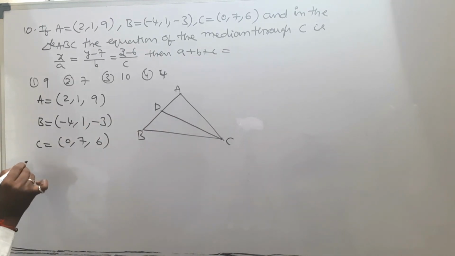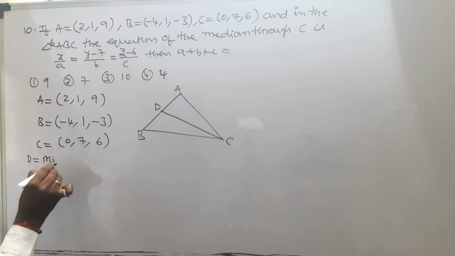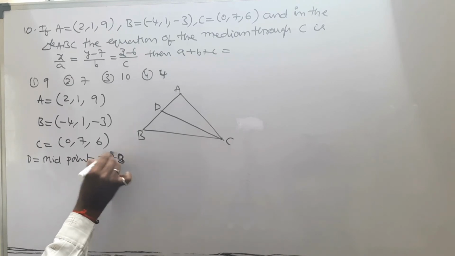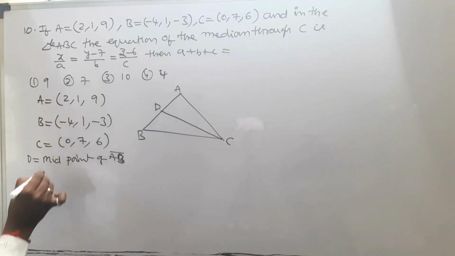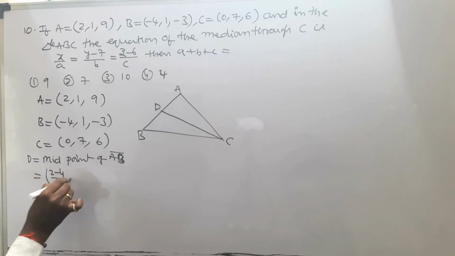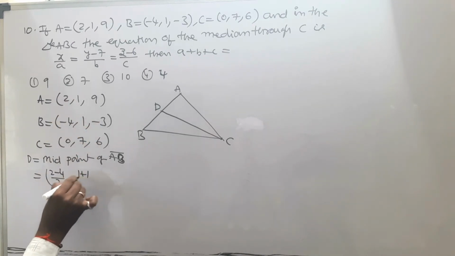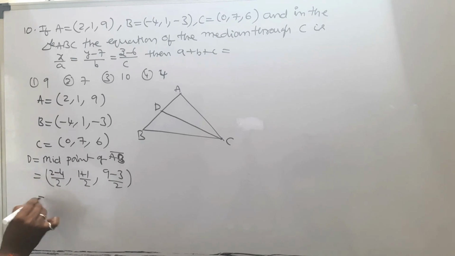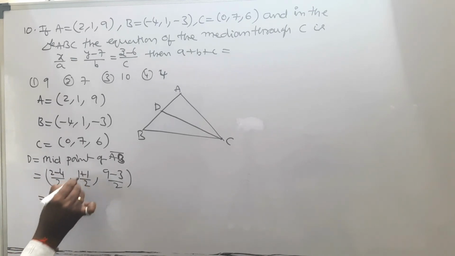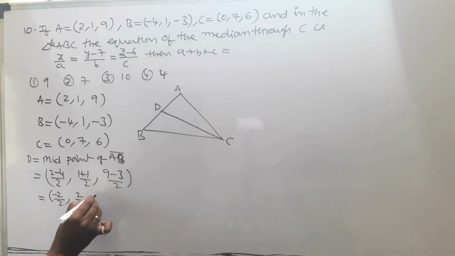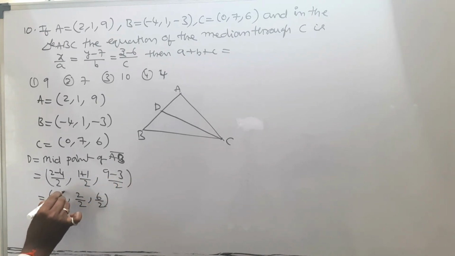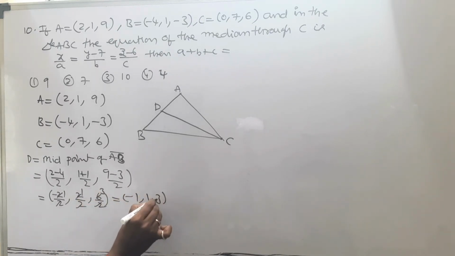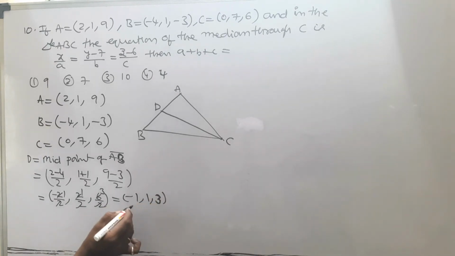Here to find D, equal to the midpoint of AB: 2 minus 4 by 2, 1 plus 1 by 2, 9 minus 3 by 2. 2 minus 4 is minus 2 by 2, 1 plus 1 is 2 by 2, 9 minus 3 is 6 by 2, which gives minus 1, 1, 3. This is the D vertex.